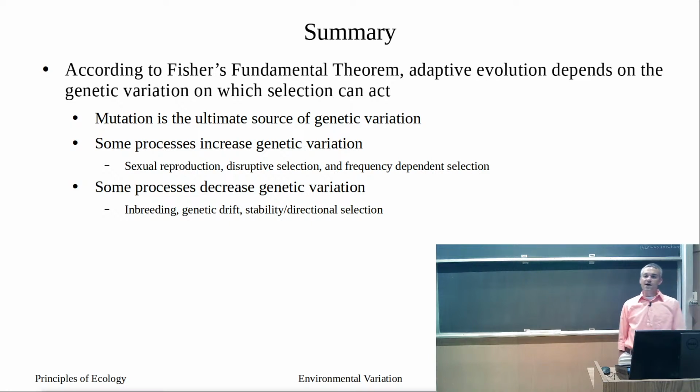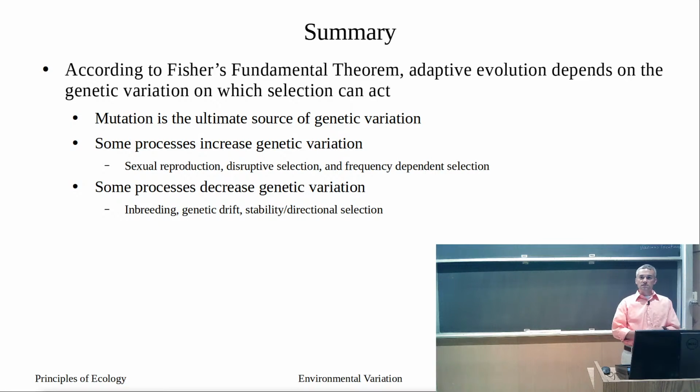But we can't talk about processes that increase variation without talking about those that decrease variation. And for that, we have inbreeding, so breeding among closely related individuals. That causes a decrease in genetic variation by exposing our homozygous individuals, especially the homozygous recessives.